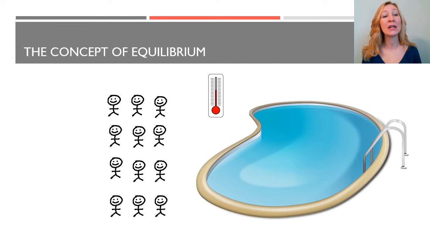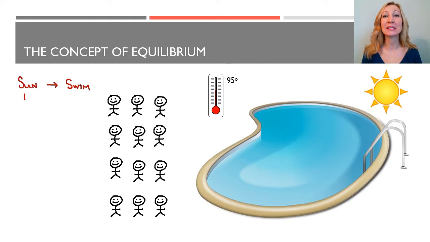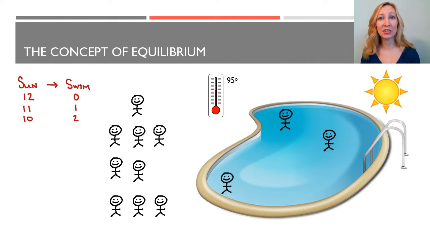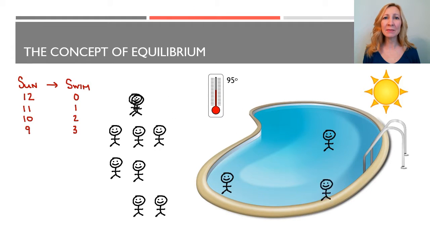What we have is something called equilibrium. And I'm going to show you in a little bit of slow motion what really happens in most chemical reactions. Now, it doesn't happen to this extent, but it happens in most chemical reactions to some extent. So we start off with 12 sunbathers and 0 swimmers, and then we have 11 sunbathers and 1 swimmer at the beginning of the reaction, and then we have 10 sunbathers and 2 swimmers as the reaction proceeds. And then we get more and more swimmers as the reaction goes on, and then we end up with 9 sunbathers and 3 swimmers. But then something happens.